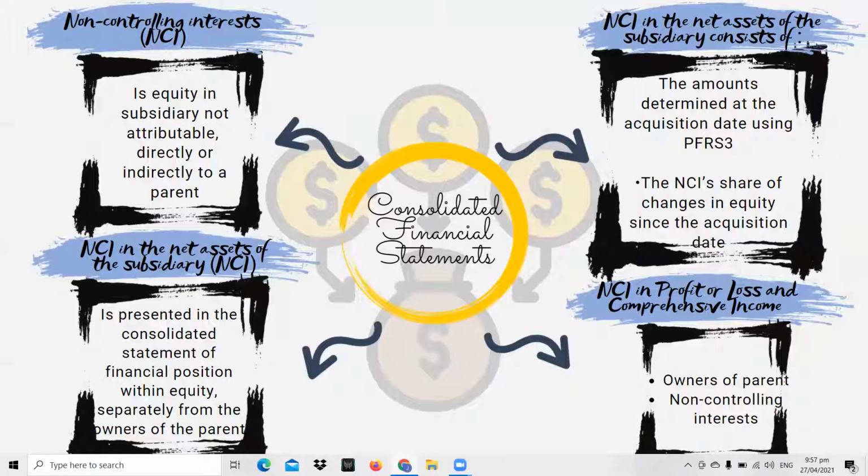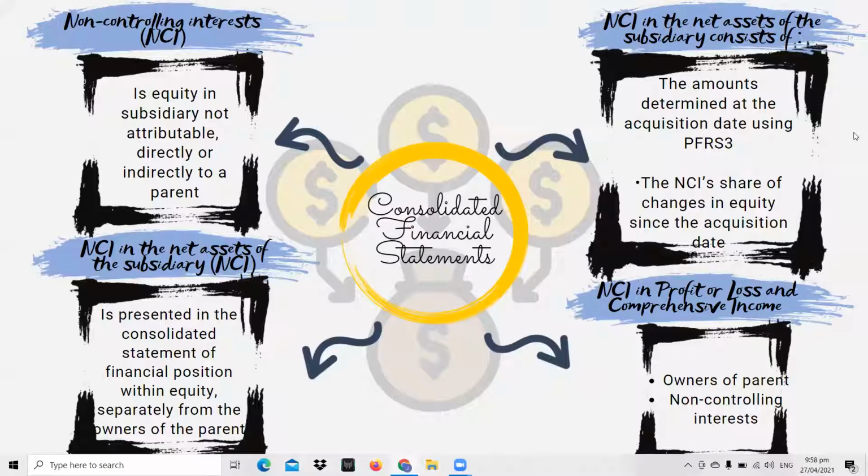Next is the non-controlling interest in the net assets of the subsidiary. It is presented in the consolidated statement of financial position within equity separately from the owners of the parent. Next, NCI in the net assets of the subsidiary consists of the amounts determined at the acquisition date using PFRS 3, that is either fair value or the NCI's proportionate share of the acquirer's net identifiable assets, then the NCI's share of the changes in equity since the acquisition date.